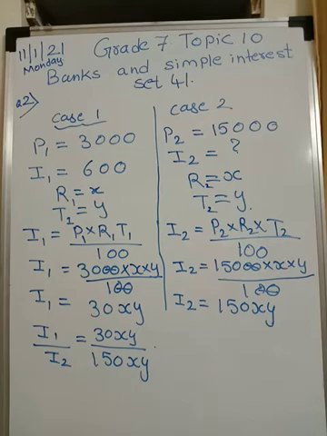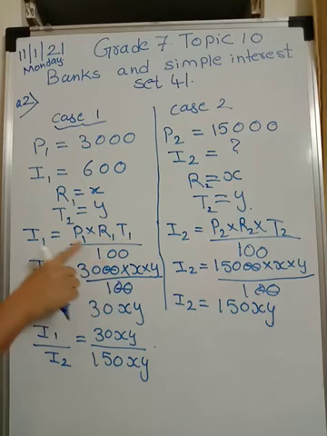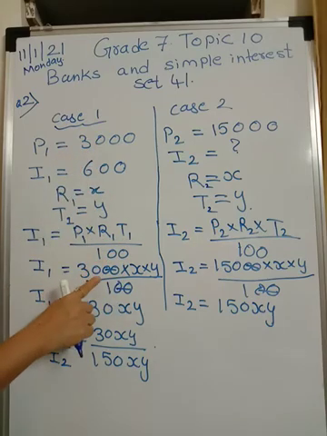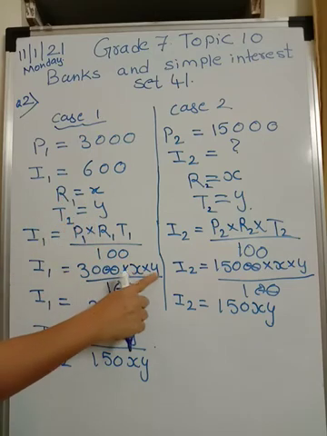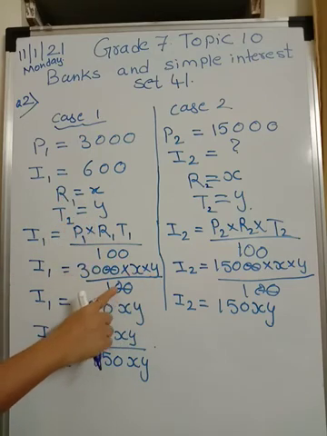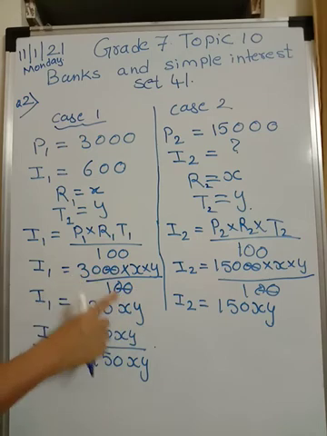Okay. Now first let me find out interest 1. It is P1 into R1 into T1 upon 100. Let us substitute. P1 is 3000, 3000 into R1 and T1, which is X into Y, upon 100. So these two zeros are gone. We got I1 is equal to 30xy.